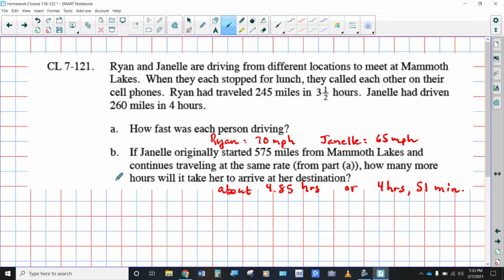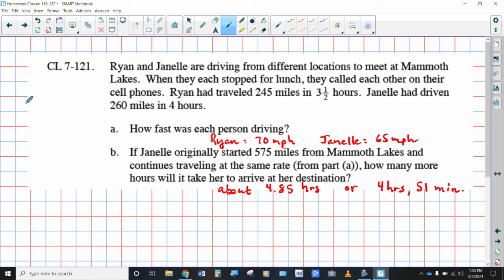Problem 21 says Ryan and Janelle are driving from different locations to meet at Mammoth Lakes. When they each stop for lunch, they call each other on their cell phones. Ryan had traveled 245 miles in 3.5 hours, and Janelle had driven 260 miles in 4 hours. So to start off, how fast were they driving?